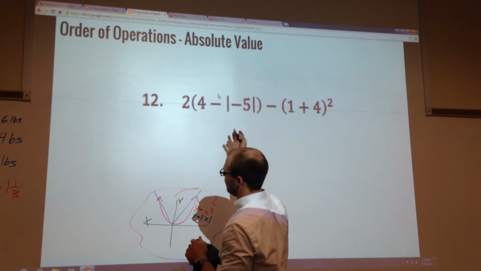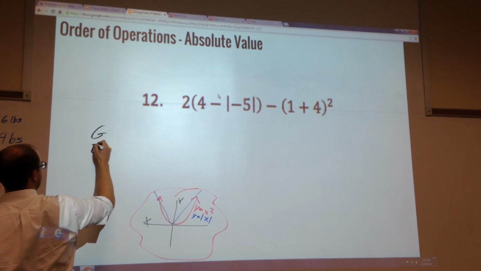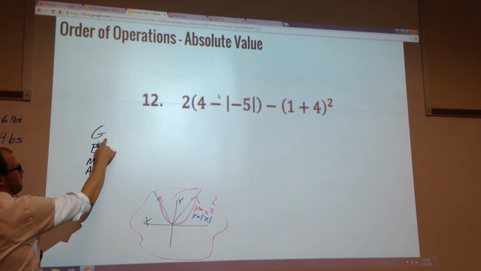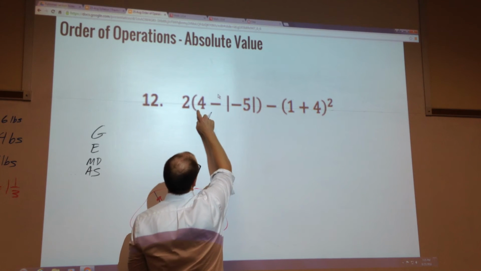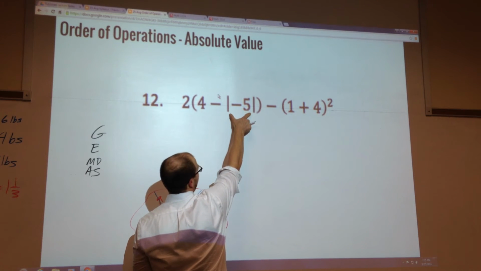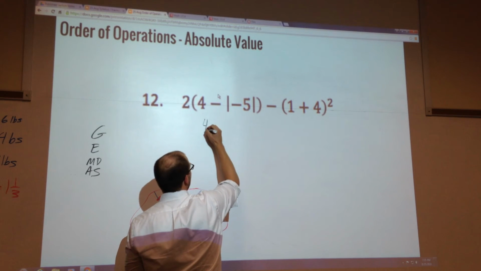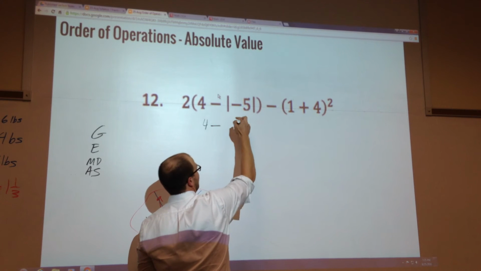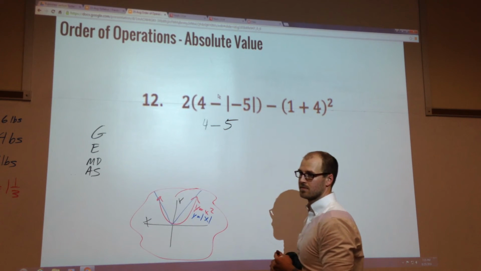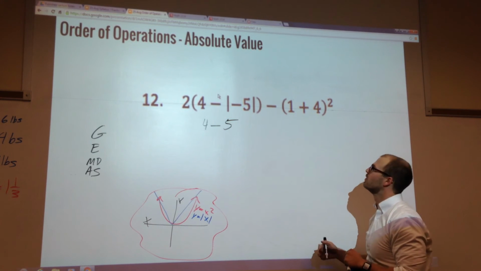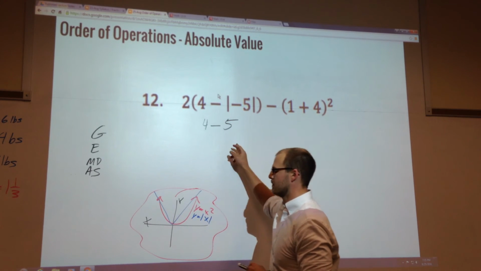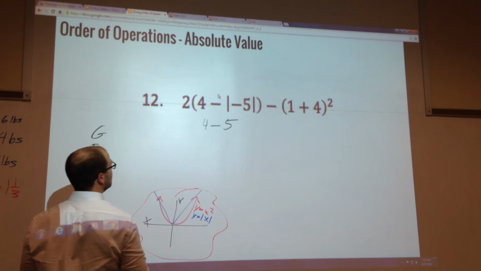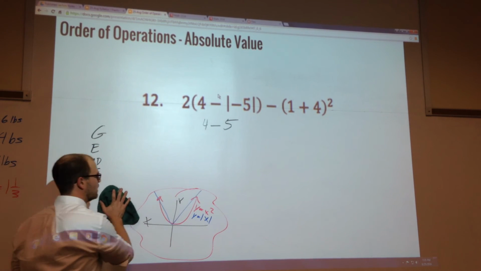No, so, okay. Our first step is grouping, right? So you look inside the groups. You look as far inside as you can. So inside this group, we've got this function first. So we've got to deal with the absolute value of -5. So it becomes 4 minus the absolute value of -5, which is just a regular 5. Okay? That's a little tricky there. And then we look inside this grouping, which is just 1 plus 4. I'm not going to finish that problem right now because there's a few more things I want to cover before we get there.